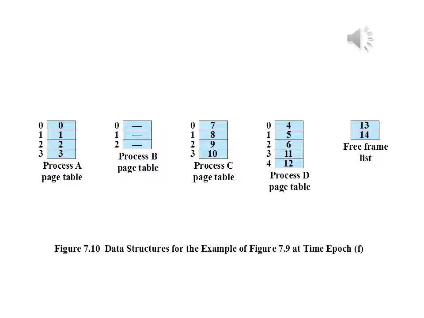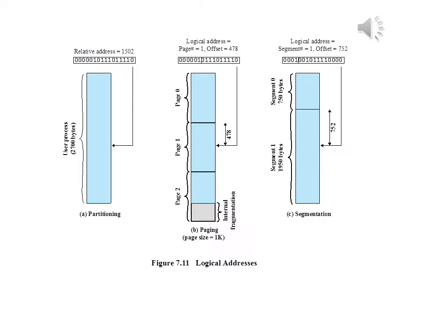Thus we see that simple paging, as described here, is similar to fixed partitioning. The differences are that with paging, the partitions are rather small, a program may occupy more than one partition, and these partitions do not need to be contiguous.